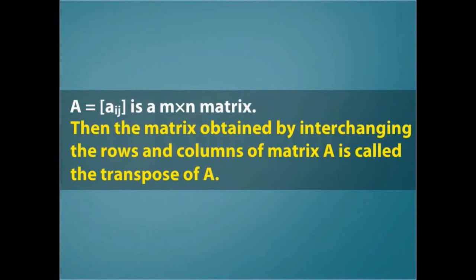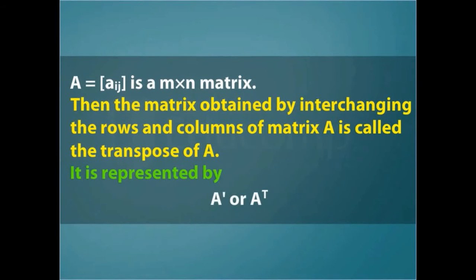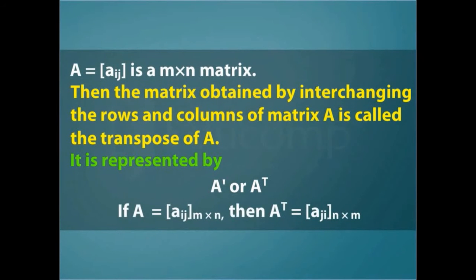In general, if A equals [aij], an m cross n matrix, then the matrix obtained by interchanging the rows and columns of A is called the transpose of A. It is denoted by A dash or A with T in superscript. Symbolically, if A equals [aij], an m cross n matrix, then A dash equals [aji], an n cross m matrix.